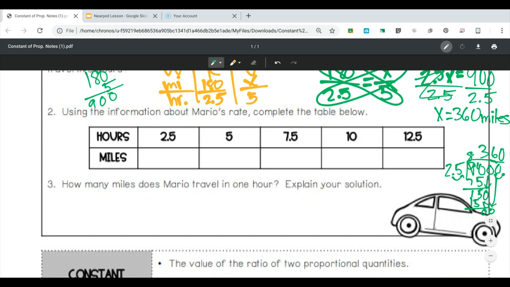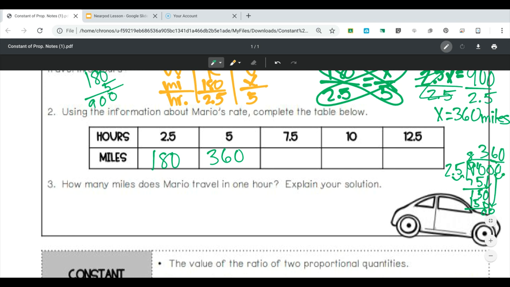So using the information about Mario's rate, complete the following table below. Okay, so in 2.5 hours, we know that he travels 180. Okay, in 5 hours, he traveled 360. All right, well, now that we have a table, let's really visualize what's going on here.